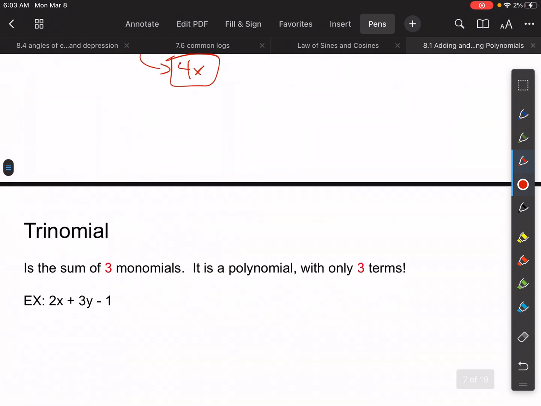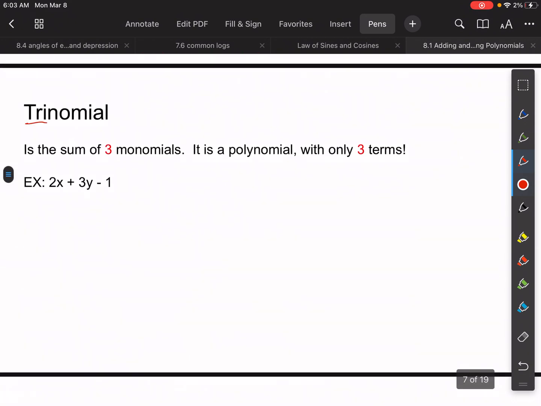Those are binomials. A trinomial, you can imagine what that means for those of you who rode tricycles as a kid or know about triangles. This is the sum of three monomials. Okay, tri meaning three. It is a polynomial with three terms. Okay, so notice here's an example, 2x plus 3y minus 1. Three terms separated by plus and minus signs. Okay, that's called a trinomial.